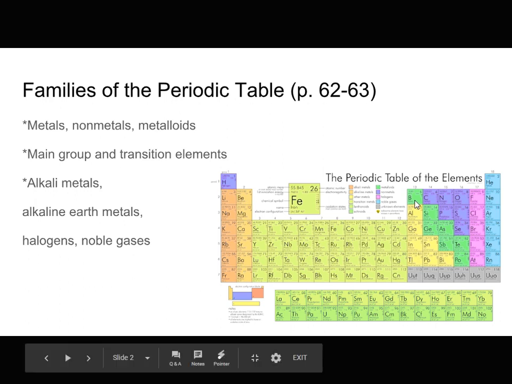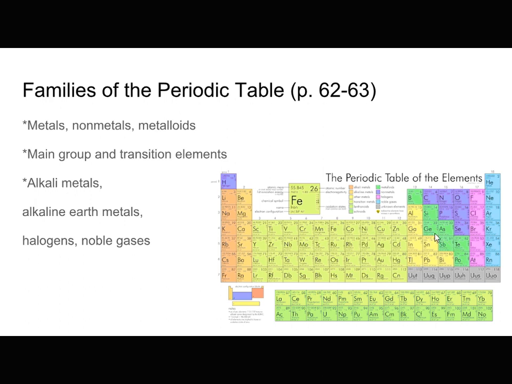Notice in green, we have what's called the metalloids. That staircase, starting below boron and aluminum, will have elements above and below metal or non-metal that these green ones have behaviors a little bit like metals, a little bit like non-metals.